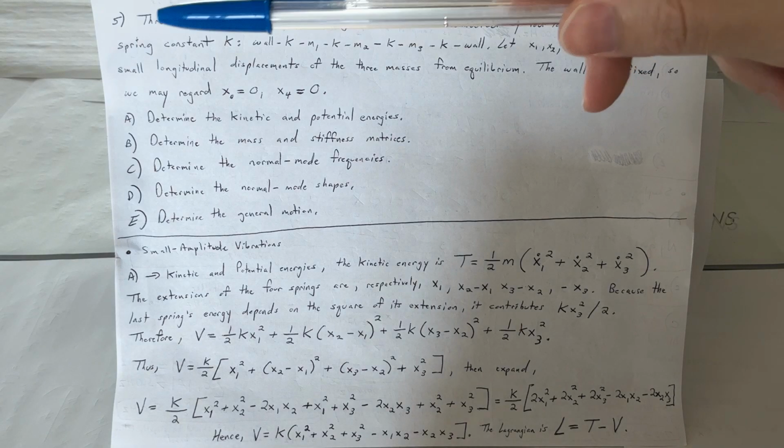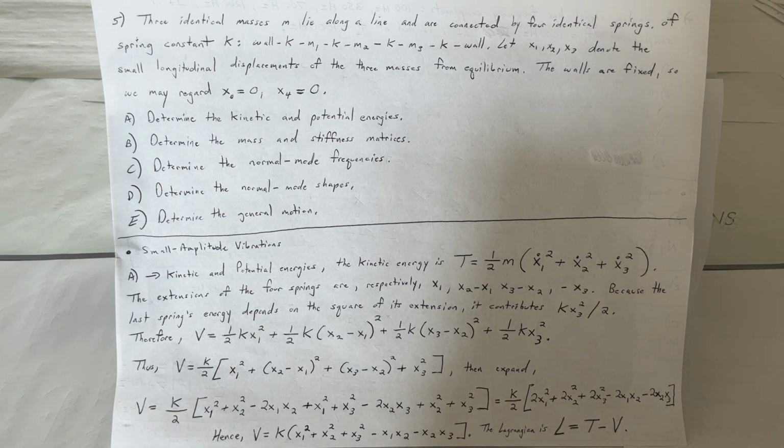So picking up with number 5, 3 identical masses M lie along a line and are connected by 4 identical springs of spring constant K, where we have wall, K, M sub 1, K, M sub 2, K, M sub 3, K, wall. Let x sub 1, x sub 2, x sub 3 denote the small longitudinal displacements of the 3 masses from equilibrium. The walls are fixed, so we may regard x sub 0 equals 0, x sub 4 equals 0. So A, determine the kinetic and potential energies.